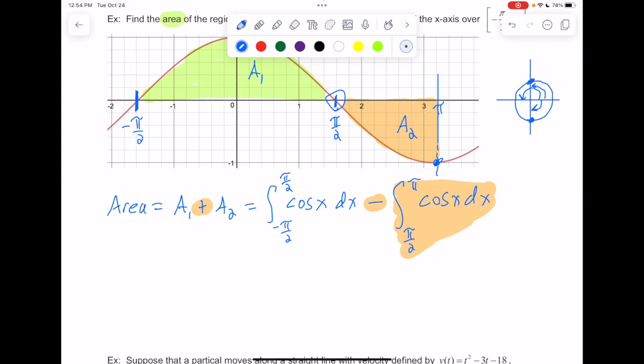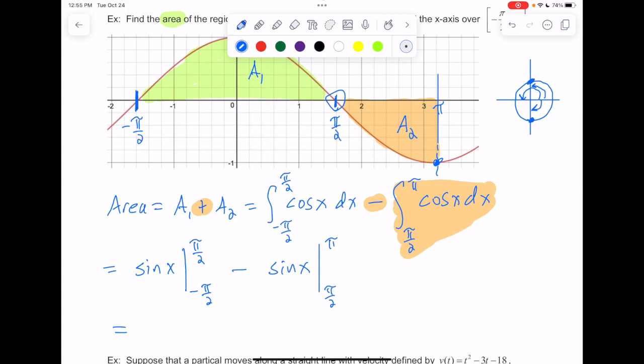So antiderivative of cosine is sine. So we want the sine of x evaluated from negative pi over 2 to pi over 2. And then we're going to subtract sine of x evaluated from pi over 2 to pi. Seems very messy, but we've got the unit circle there so we can think about all of these quickly and come up with, I think, pretty nice answers here.